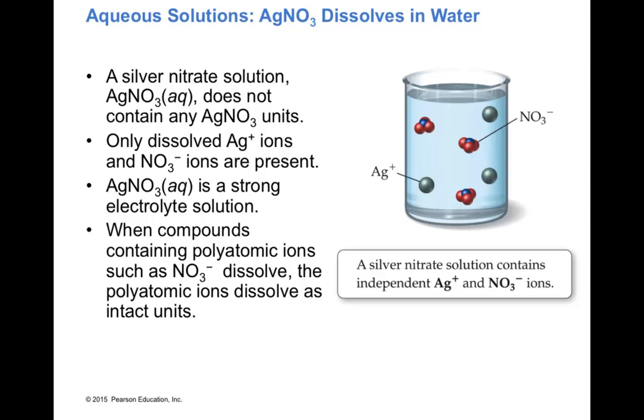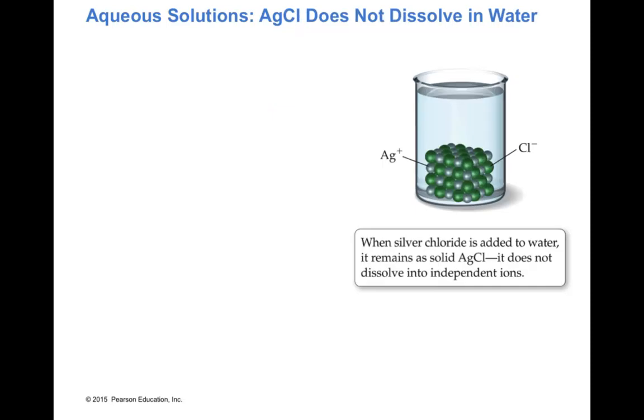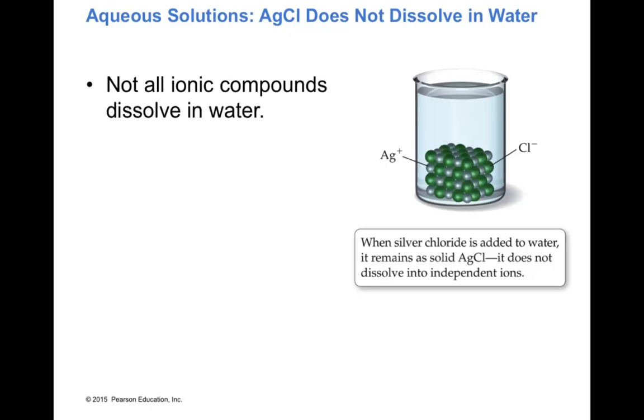Now, let's see another example of an ionic compound. In this case, we're going to see silver chloride. Silver chloride does not dissolve in water, because not all ionic compounds dissolve in water, and this is really important. It doesn't matter if you're an ionic compound, that doesn't necessarily mean you can be dissolved in water. Some of them could be and some of them can't. So silver chloride is an example that does not dissolve in water.